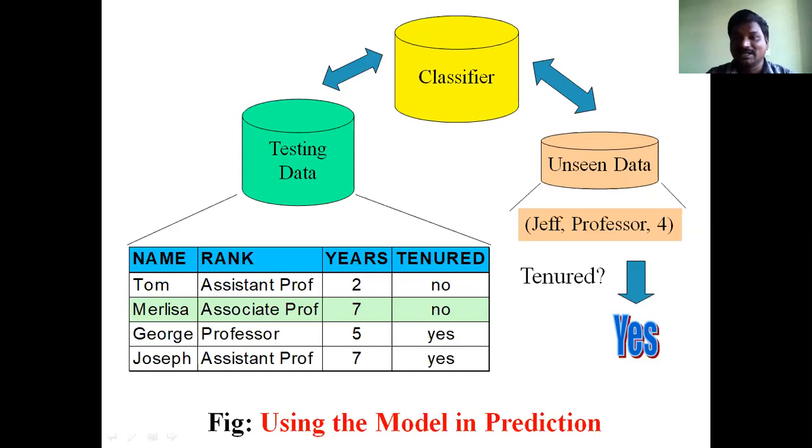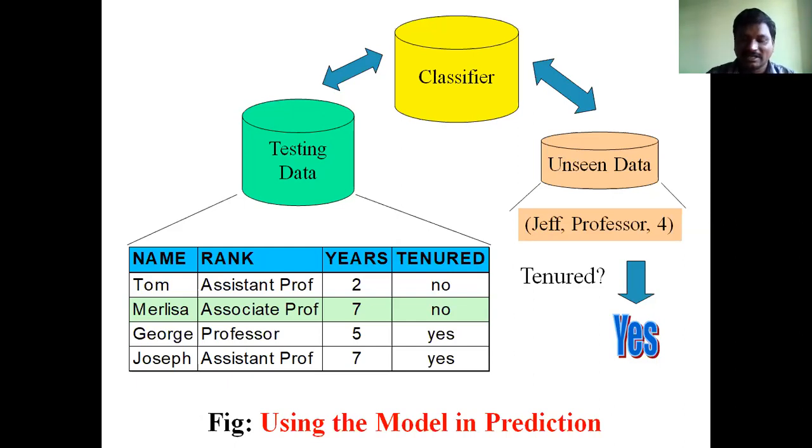Based on the classifier only, you will predict the class label. Here I am giving the training data: Jeff, professor, years of experience 4 years, and then whether he is eligible for tenure or not. Here yes means this algorithm, these rules, produce a yes for tenure. This is the testing data; we are giving the testing data to the classifier and it produces a result.